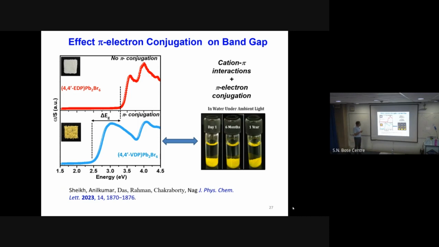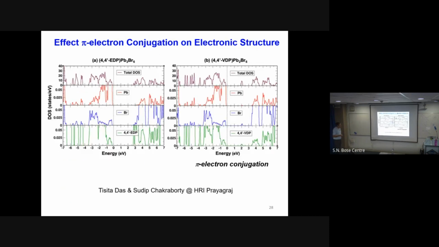So this is the sample without pi conjugation, and this is the sample after pi conjugation. And if you just look at the band gap, there's a big change in the band gap. The color of the sample changed. This sample with pi conjugation, the yellow colored one, is also very much stable. So water stability wise, it retained its property after the pi conjugation also. And maybe I'll go first with this.